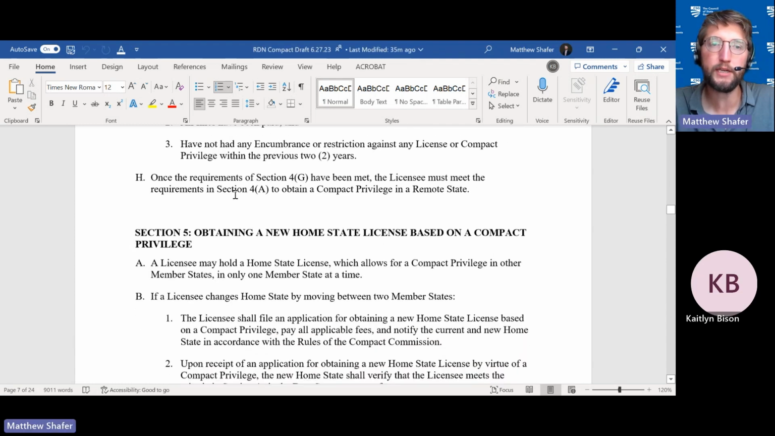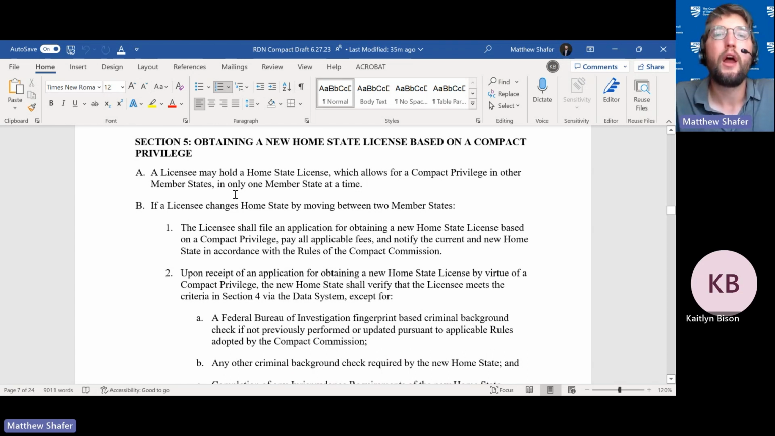Okay, so that is the end of section 4. Those are the requirements to obtain a compact privilege. Moving on to section 5, and I'll kind of move quickly through the remaining sections. Sections 3 and 4 are the most important ones to emphasize. So section 5, obtaining a new home state license based on a compact privilege. The purpose of this section is just to say if you are moving between two member states, there is an expedited process for you to get a new home state license if you're moving between two compact states.